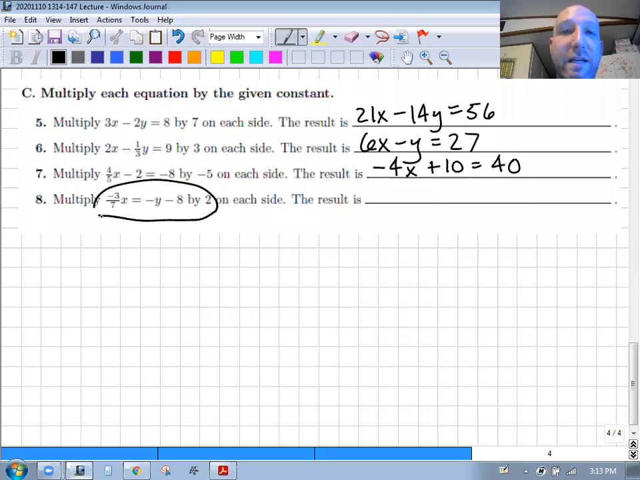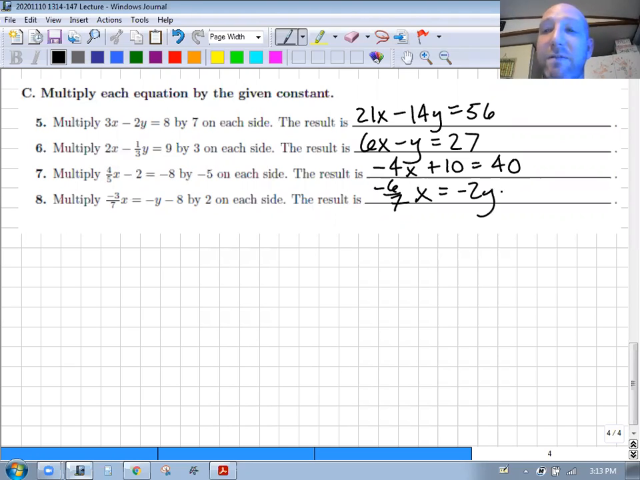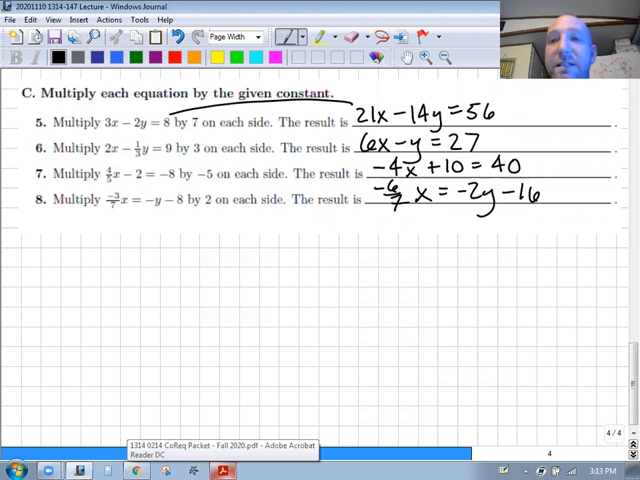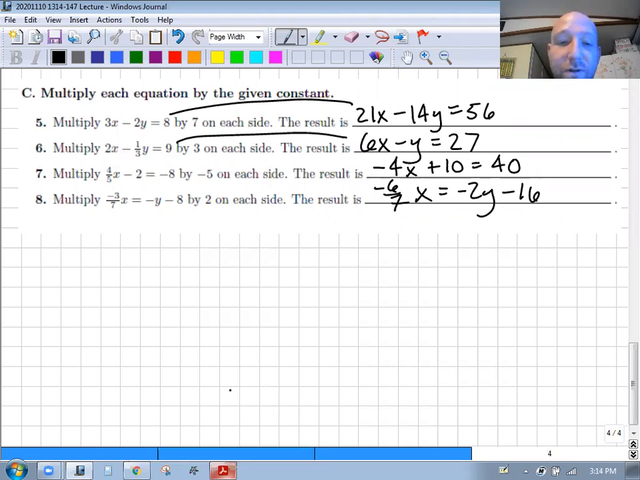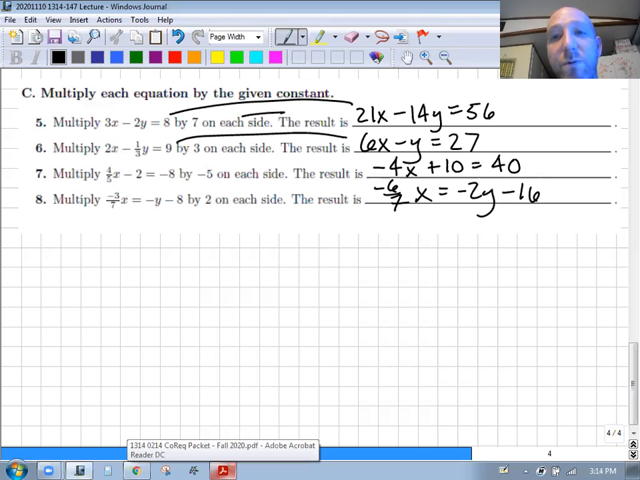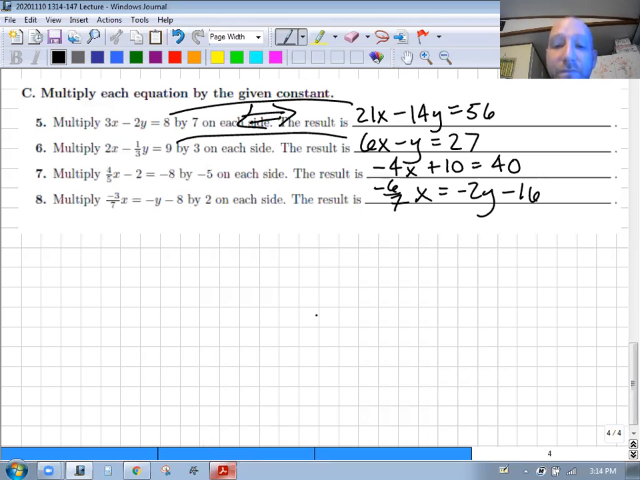So multiplying everything in here by 2, -3 times 2 is -6 over 7 x. 2 times -y, and 2 times -8. So again, this equation and that equation are the exact same equation. If they have the same set of solutions, they're logically equivalent to one another, in which case you would put that symbol in between them. That symbol means if and only if, or logically equivalent to. It's like an implication going both ways.